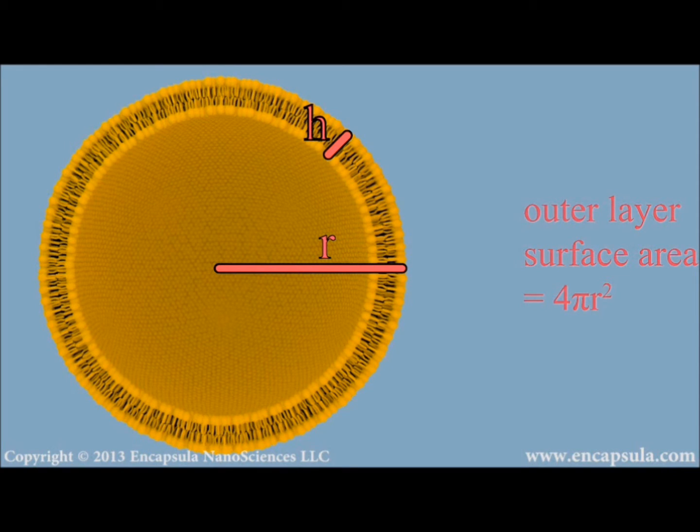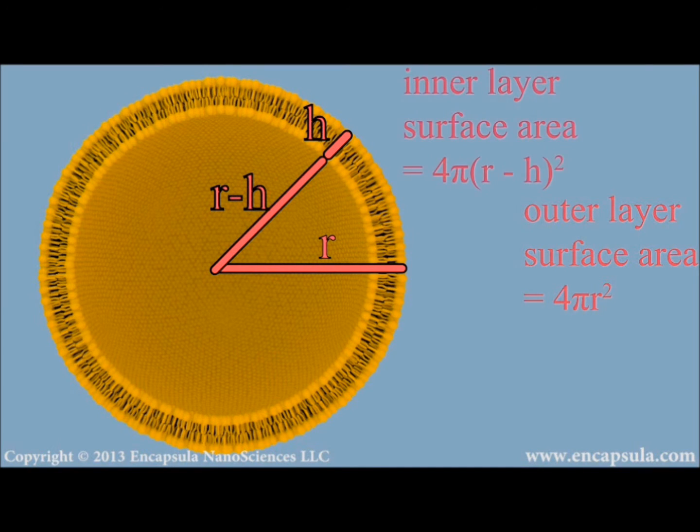Next, we must calculate the area of the inner surface layer of the liposome. H equals the height or thickness of the phospholipid bilayer. The area of the inner surface layer of the liposome is calculated using the equation 4 pi multiplied by radius minus height squared. Finally, to calculate the total surface area of a unilamellar liposome, we use the equation 4 pi multiplied by radius squared plus radius minus height squared.